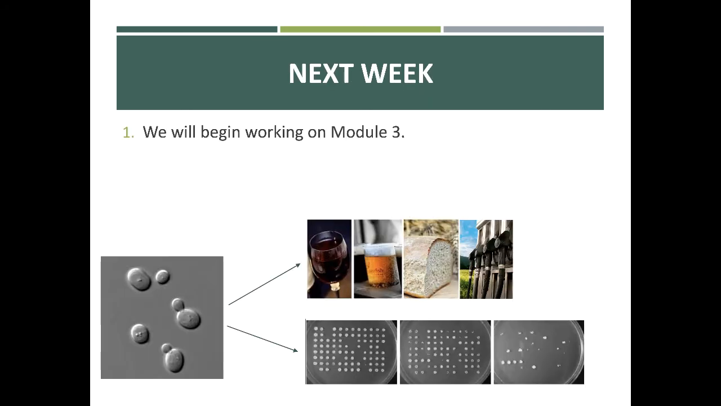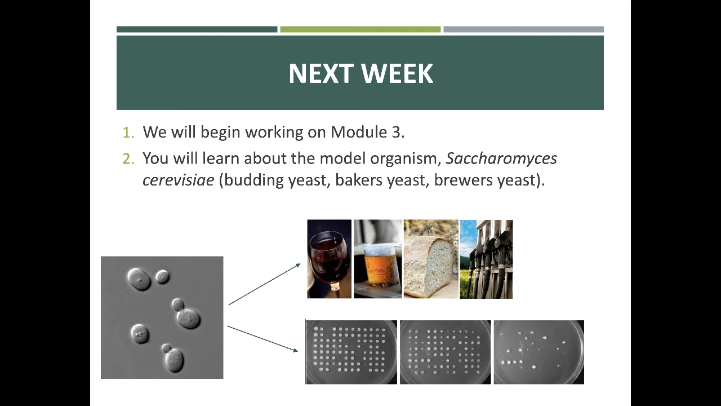Next week, we're going to begin working on Module 3. You're going to learn about this model organism called Saccharomyces cerevisiae. It is often called the budding yeast, baker's yeast, or brewer's yeast. And that is because it is the yeast that is used in making wine and beer and in making bread. It's also the yeast that we can use to make ethanol that can be a fuel additive in gasoline.